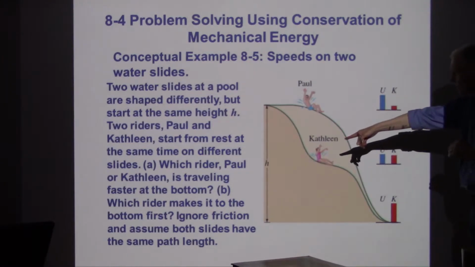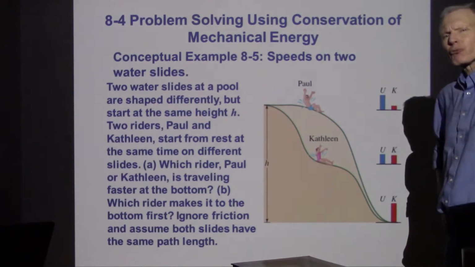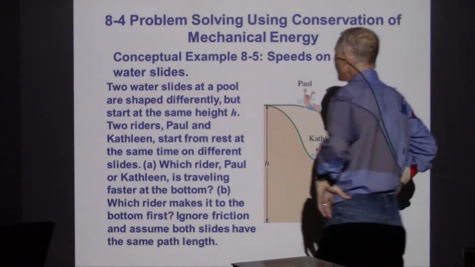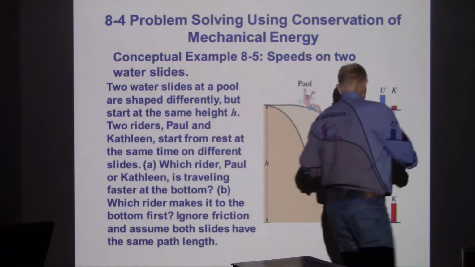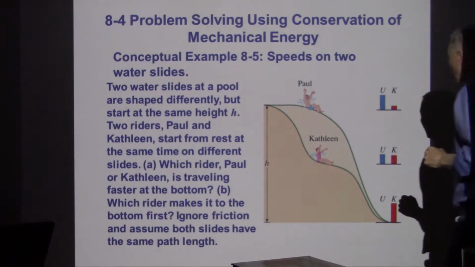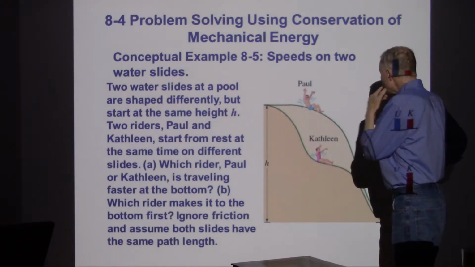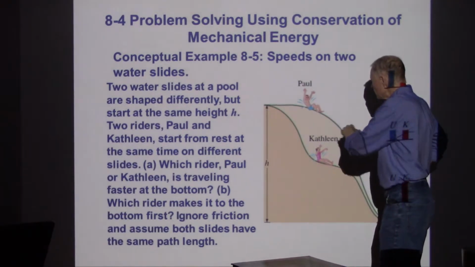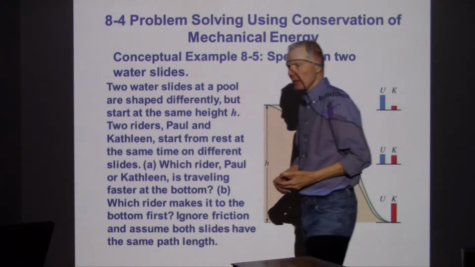It's part B that I'm anticipating here. Part B asks who gets there first. They both start off at the same speed at the top, and they both end up at the same speed at the bottom. Does that mean it's going to take the same amount of time for each of them? It doesn't. They're not traveling at the same speed between the starting point and the final point, so that also plays a role here.